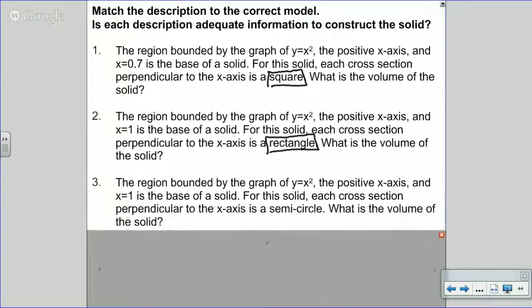Okay, moving on. For this solid, each cross-section perpendicular to the x-axis is a semicircle. So this one is the tornado-looking one, right? That's that greenish one.